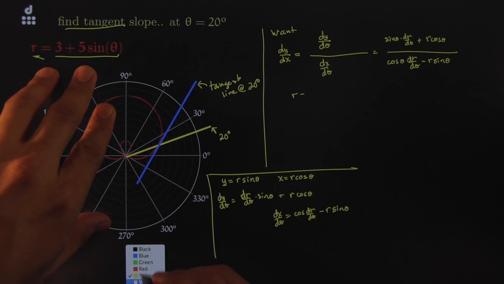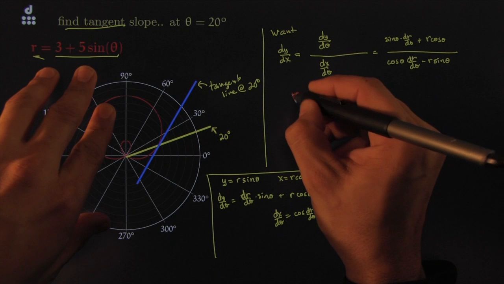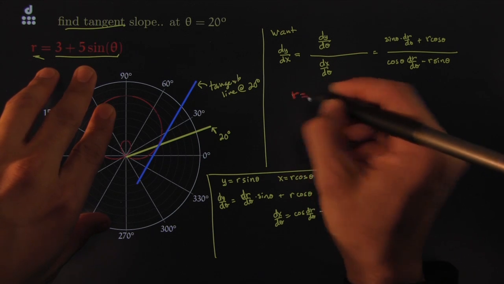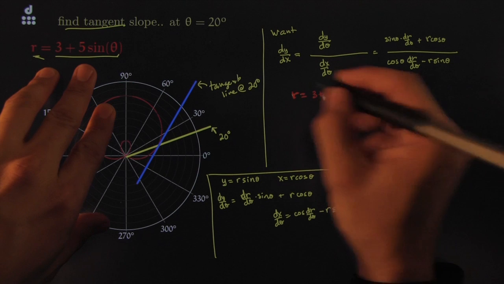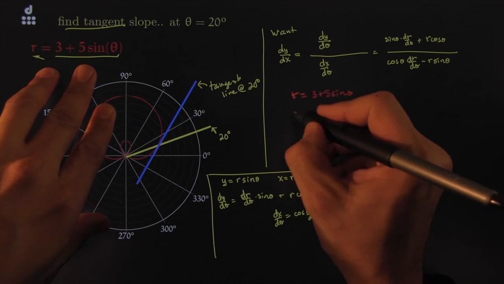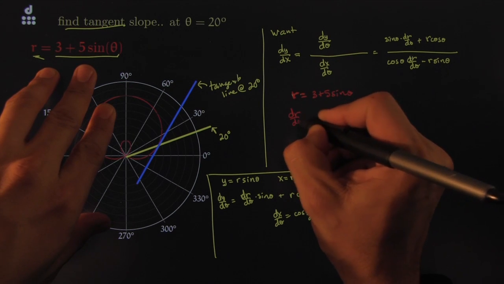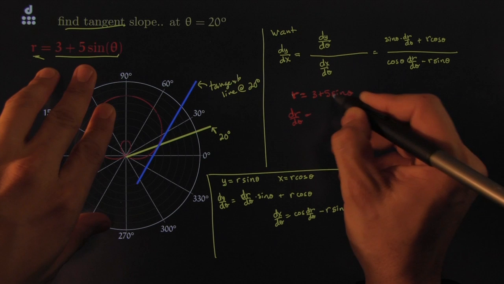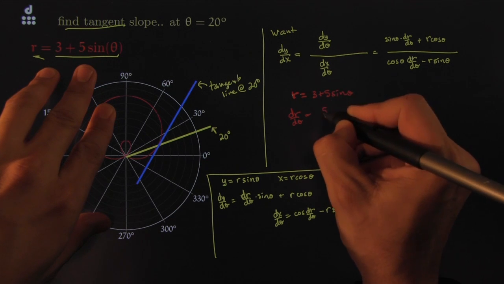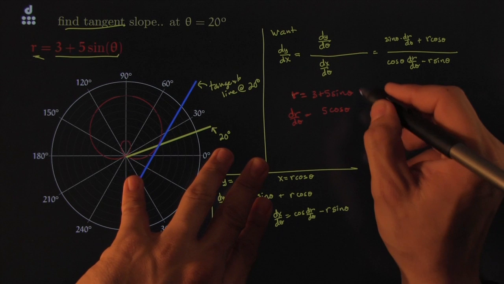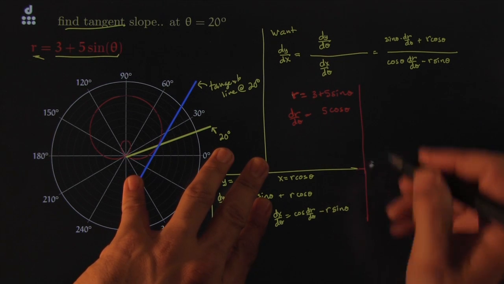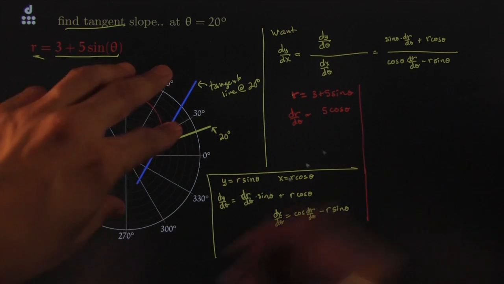So we'll go with little red here. r is equal to 3 plus 5 sine theta. Slap a d on both sides, it's d theta, so therefore dr d theta is equal to the derivative of 3, which is 0, plus 5 you can pull out, so it's 5 times cosine theta. That's dr d theta.